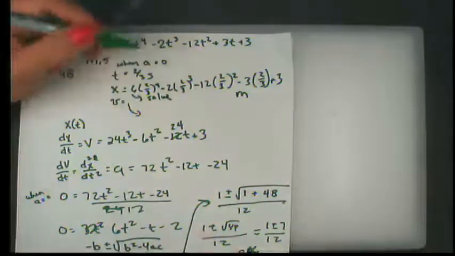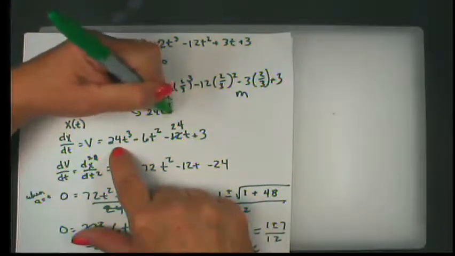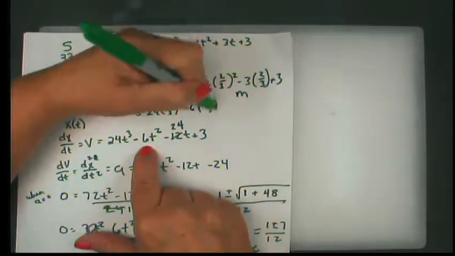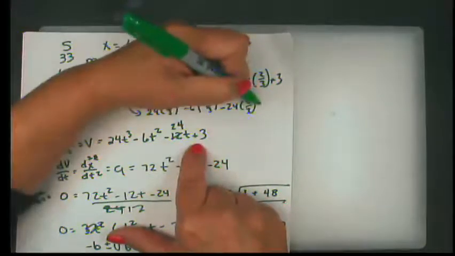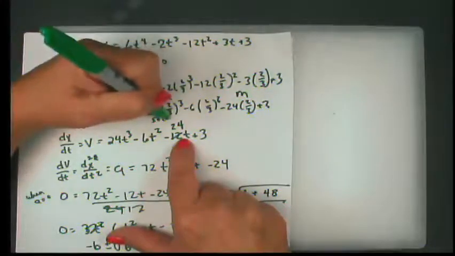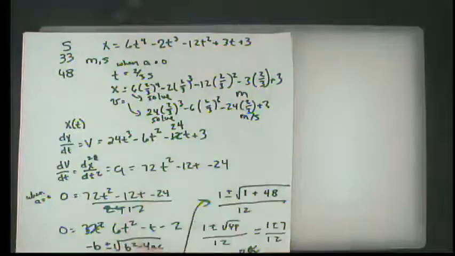And then velocity, similarly, we would use this equation. It's going to be 24 times 2/3 to the third power minus 6 times 2/3 squared minus 24 times 2/3 plus 3. And that, once again, I know you can solve that, and the units will be in meters per second. Okay.